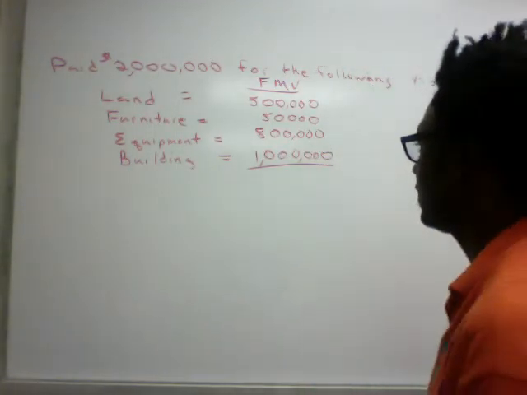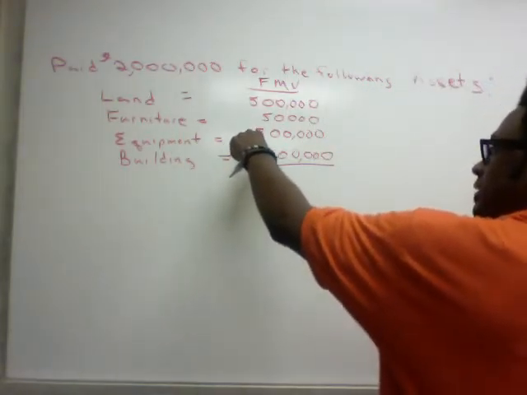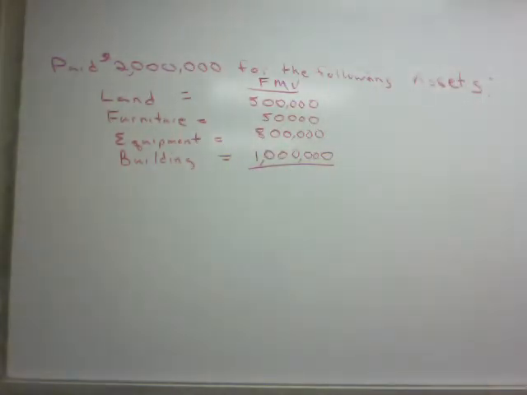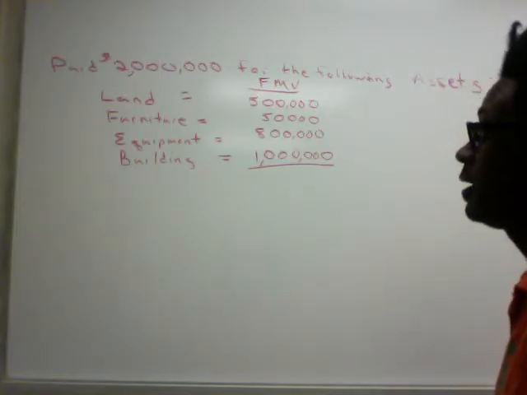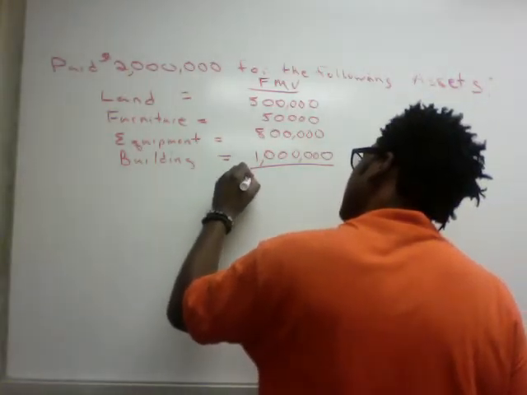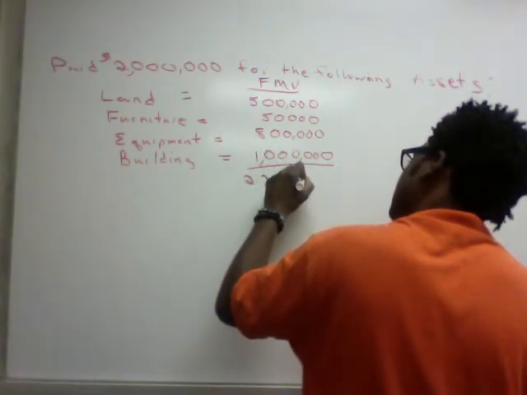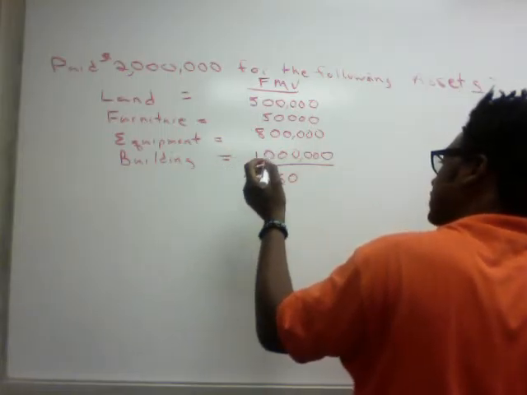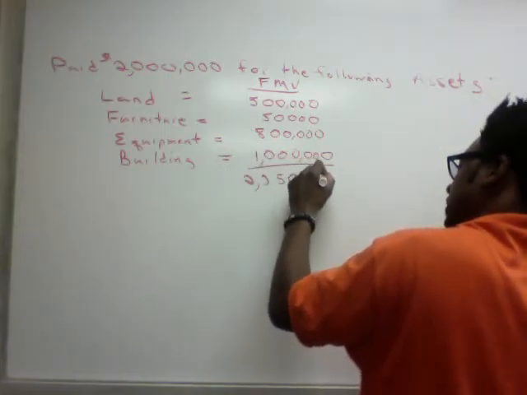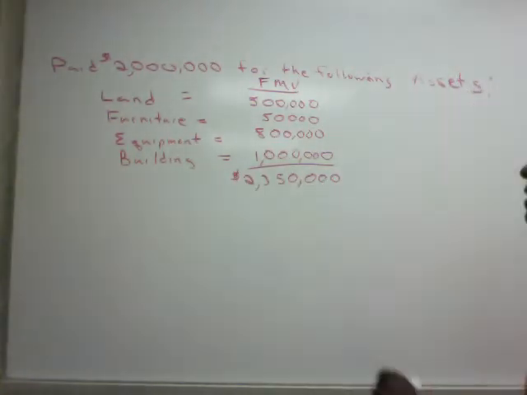So let's look at the total fair market value of this basket purchase. We have 1 million plus 800,000, that's 1.8 million, plus another 500,000, that's 2.3 million, plus 50,000. So we have 2,350,000. It exceeds what we paid by roughly 350,000.